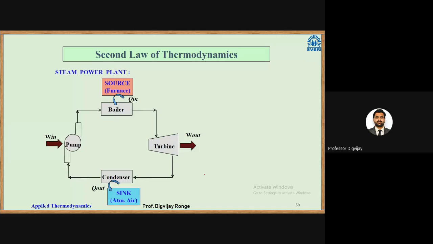Now there is an example given for the steam power plant. Though every component, if I take the boiler, we cannot say it is a closed system because water is coming in and it is converted into steam. In the turbine also it is an open system. But if I combine all these components, then we can say that it is a closed system.